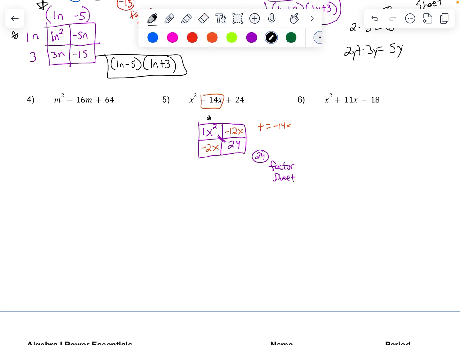So top left, right there, I factor 1x squared and negative 2x. So what's the biggest number 1 and 2 share? 1. Do they both have an x? Yes, they both have at least 1.